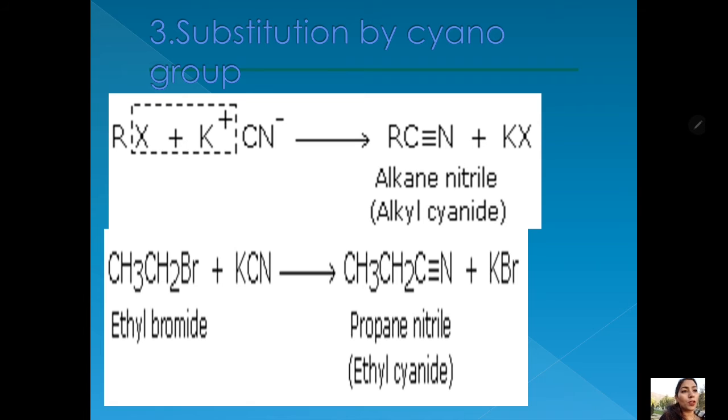Third reaction is a substitution by cyano group. Cyano means CN. When alkyl halide reacts with potassium cyanide, it gives the alkyl nitrile. This depends on the attaching of the carbon and nitrogen. We will get the alkyl cyanide. Example, when methyl bromide is reacting with potassium cyanide, it gives the propane nitrile.